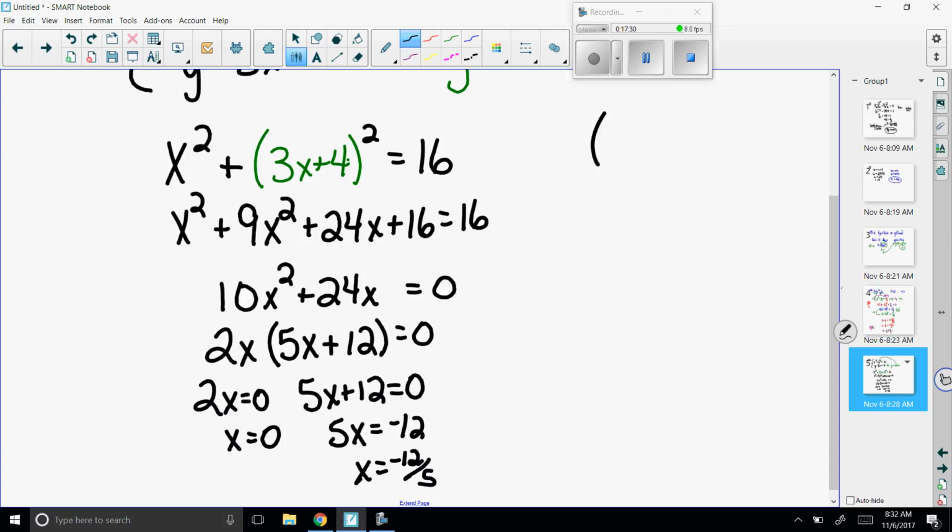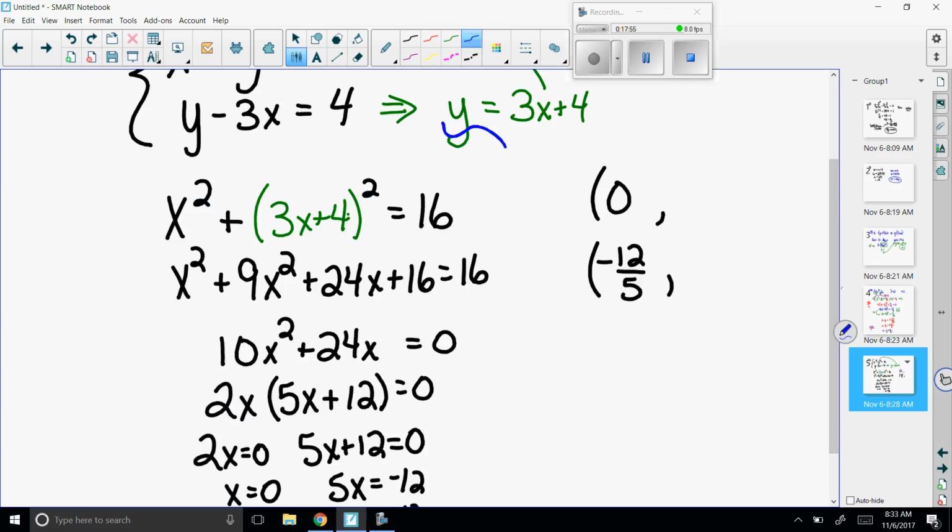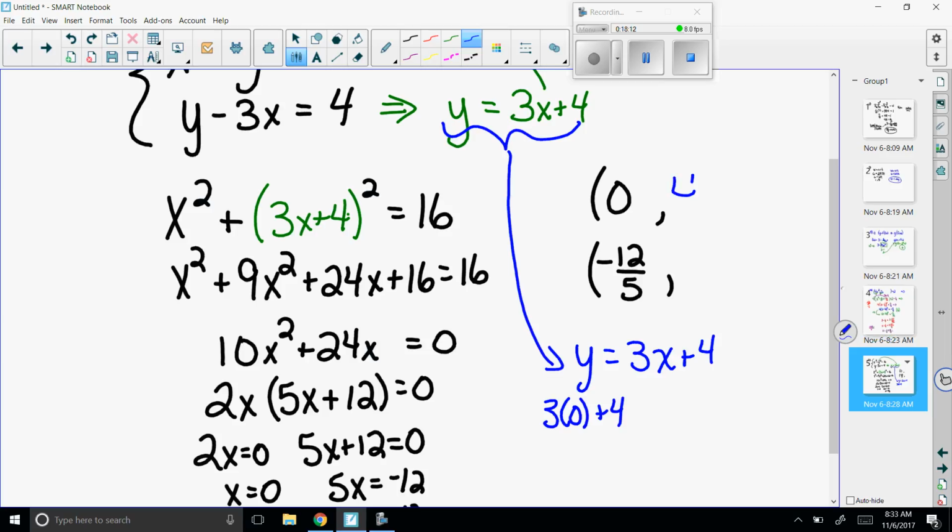So the first possible value is 0, and the second possible value is negative 12/5. Now that is your x. I don't care which route you go from there. If you take this y equation right here, y is going to be equal to 3 times your x value plus 4. So if x is 0, you're going to get 3 times 0 plus 4. And what's the y value? 4. You could put it into the top equation where x squared plus y squared equals 16 if you wanted to.